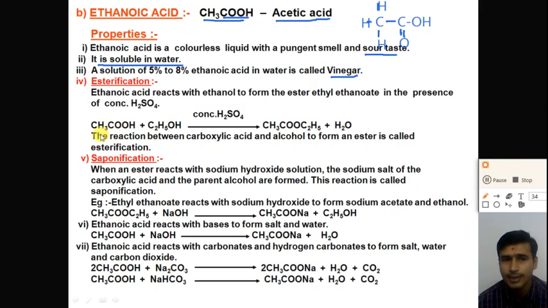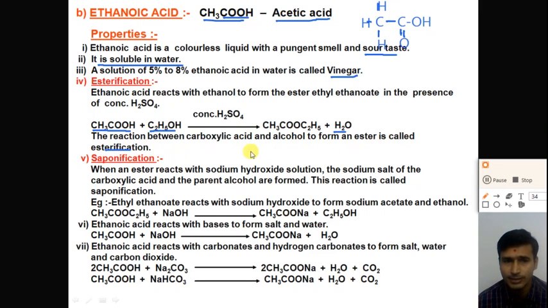So what is the reaction of esterification? Ethanoic acid CH3COOH reacts with ethanol C2H5OH in the presence of concentrated H2SO4. It forms the ester ethyl ethanoate, CH3COOC2H5, and water. This water is removed by the dehydrating action of concentrated H2SO4. This reaction between a carboxylic acid and an alcohol to form an ester is called esterification.